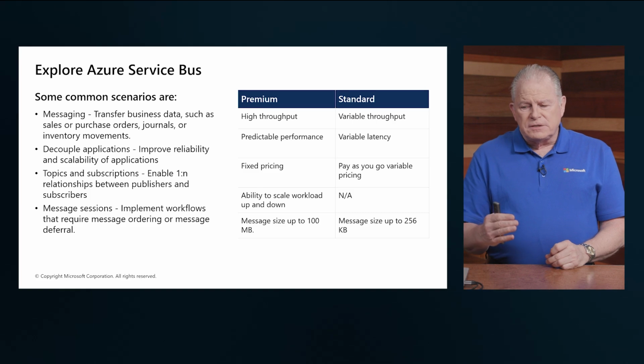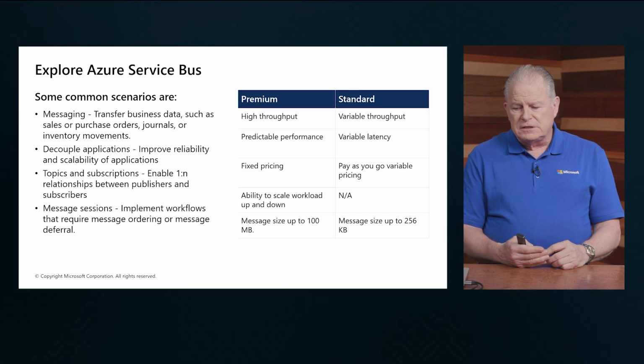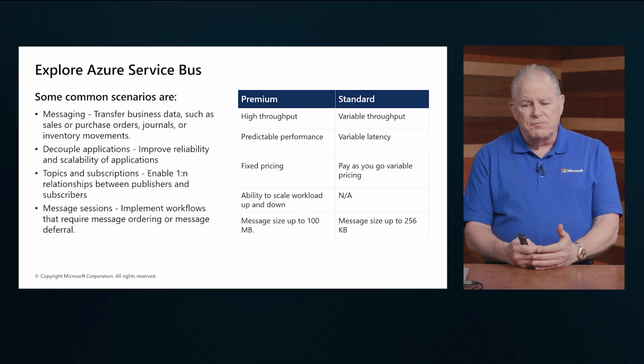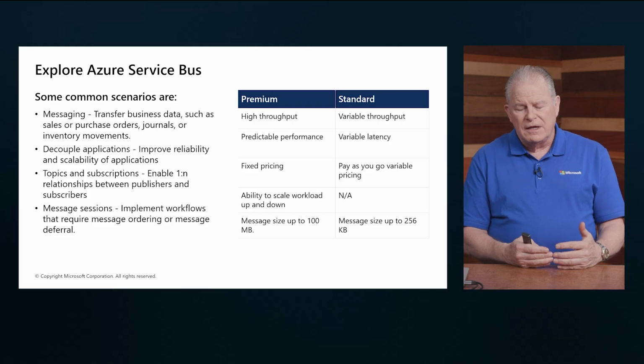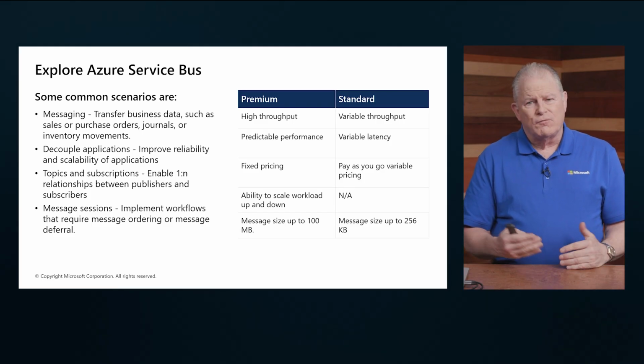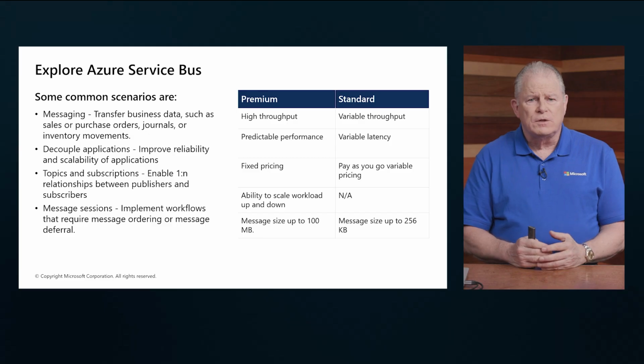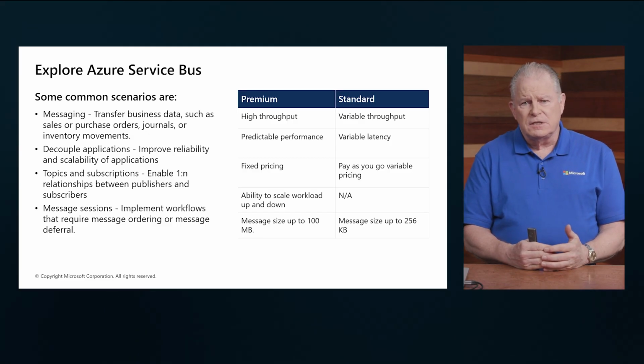So here's that comparison of the Azure Service Bus, the premium and standard versions. You can get up to that 100 megabytes worth of message size at the premium version. You have higher throughputs that you're dealing with. It has fixed pricing that goes with it versus pay-as-you-go. So a number of different choices in picking the tier that you're dealing with.